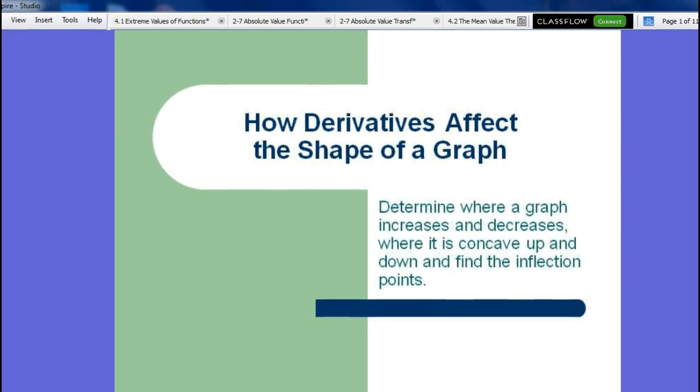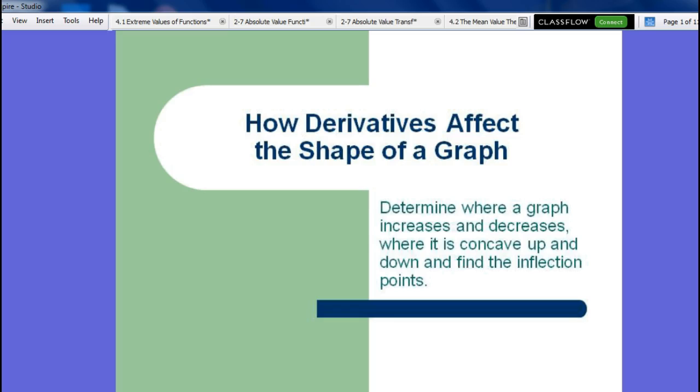All right, so 4.3 is how the derivative affects the shape of the graph. Honestly, we've been looking at how the derivative affects the shape of the graph since the beginning of chapter 3. This is truly when that chart I gave you really comes into play. So if you've yet to memorize my chart, I would highly suggest memorizing it for this section, because everything about that chart helps us understand extrema.